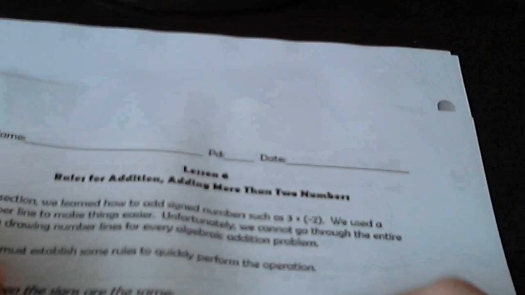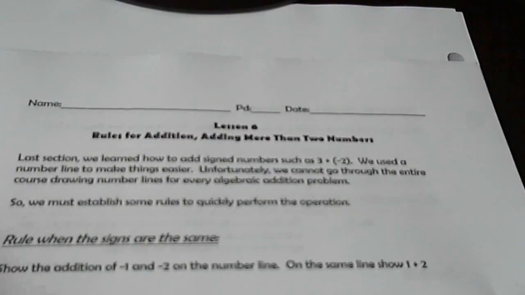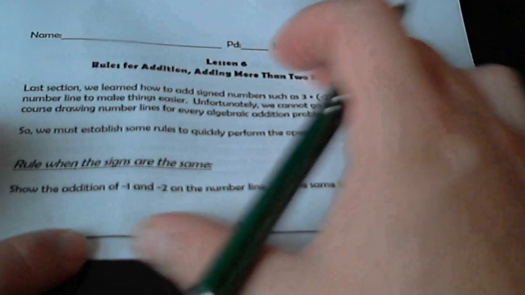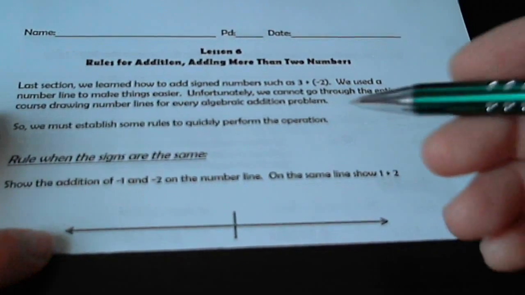Okay, here we are for lesson 6, rules for addition and adding more than 2 numbers. Remember how in last lesson we used a number line to help us perform these additions and subtraction?